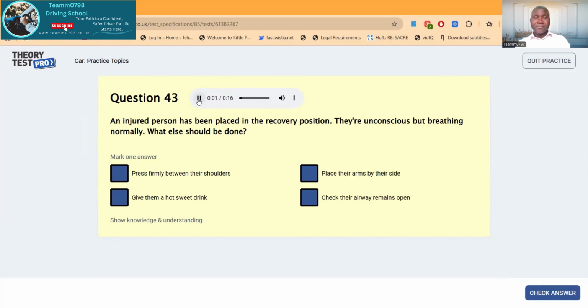An injured person has been placed in the recovery position. They're unconscious but breathing normally. What else should be done? Press firmly between their shoulders. Place their arms by their side. Give them a hot sweet drink. Check their airway remains open. That sounds the most reasonable answer to me. Check their airway remains open.